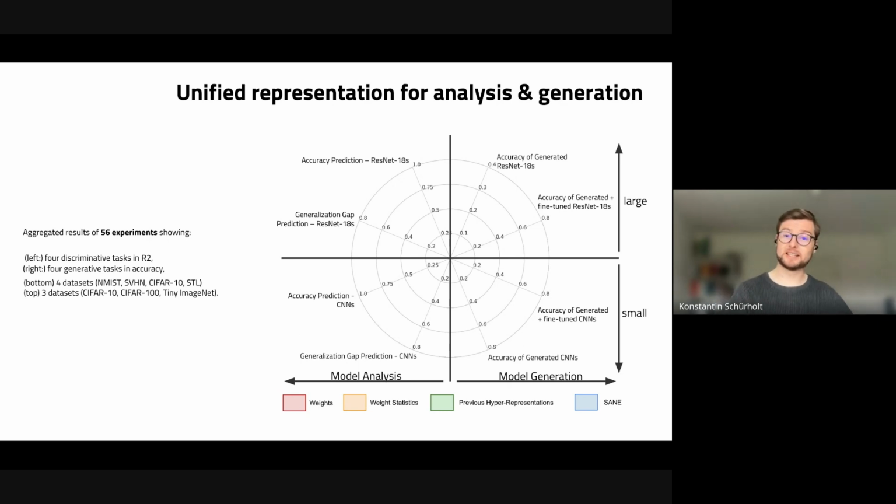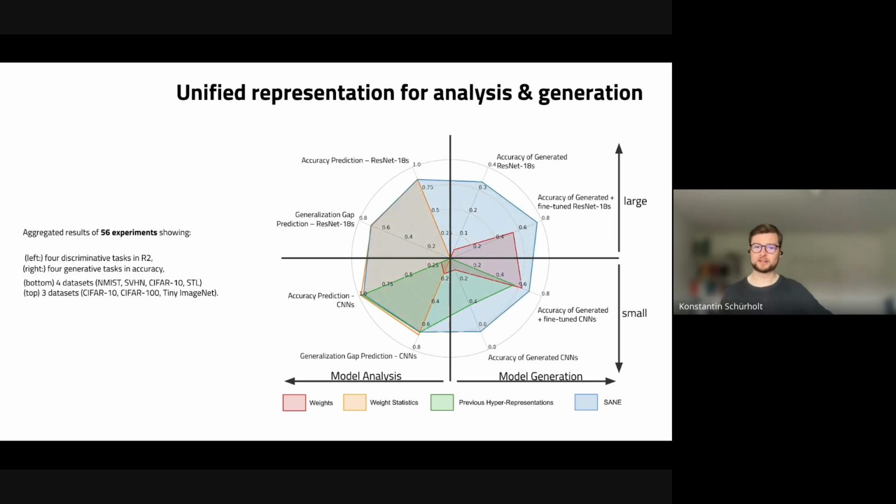And we compared the performance of SANE against different baselines, starting off with the weights or some weight statistics, and our own previous work that applies something similar, just with a sort of fixed backbone. And as you can see, these baselines all work, but they work in specific areas of the domain. So the weights are fine as initialization once you fine-tune them. Weight statistics do really well for model analysis tasks. Our previous work kind of worked okay, but only for the small models. And we found that SANE kind of works everywhere.